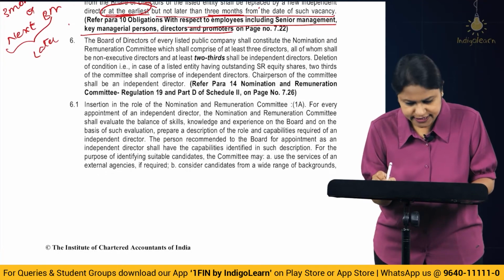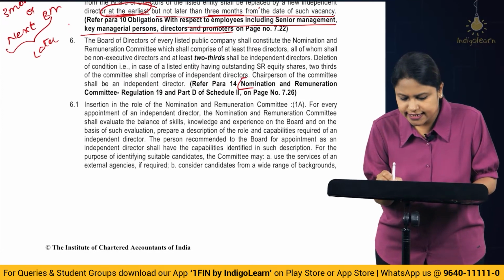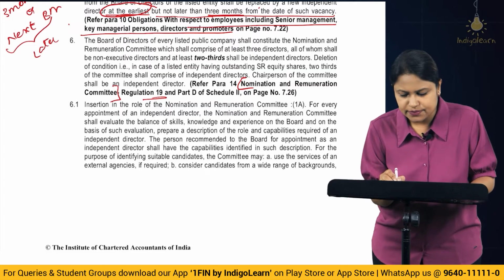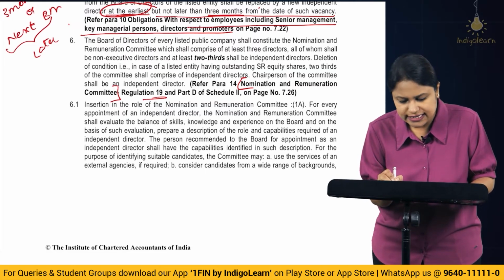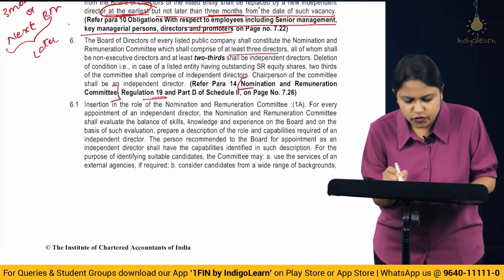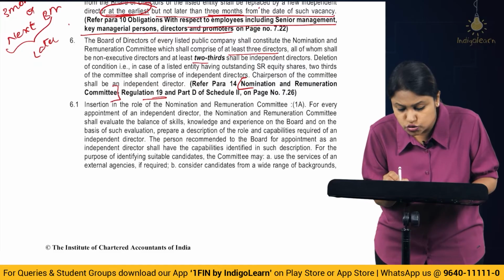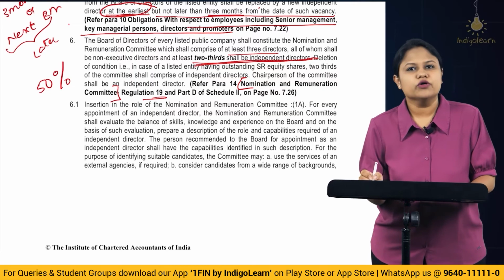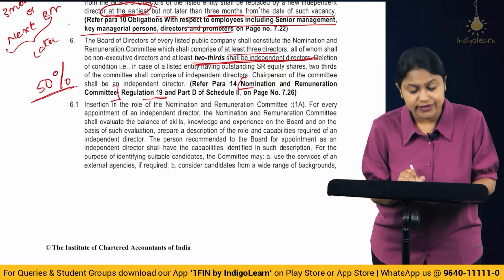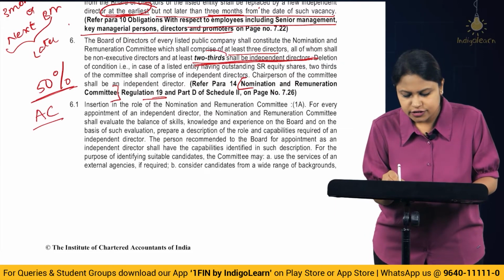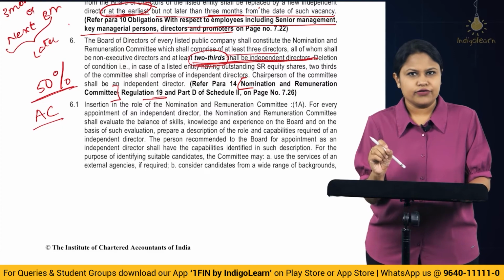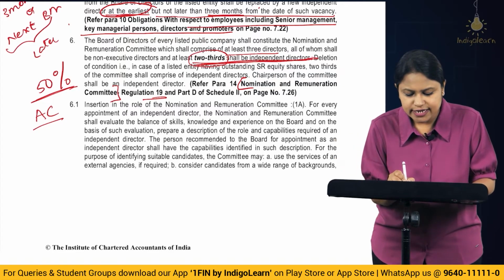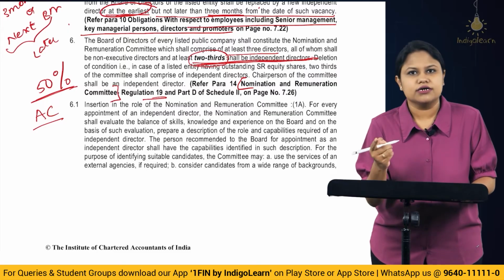Then sixth, they talk about the NRC. In NRC also they talk about the composition only, that is regulation 19. The board of directors of every listed public company shall constitute NRC, which shall comprise of at least 3 directors, that remains the same, all of whom shall be non-executive directors, and at least 2/3 shall be independent directors. Earlier it was 50% shall be whom? Independent directors. This 50% now they have aligned with the audit committee and they make it what? 2/3. So instead of half, it is now becoming at least 2/3 shall be independent directors. A major change here.